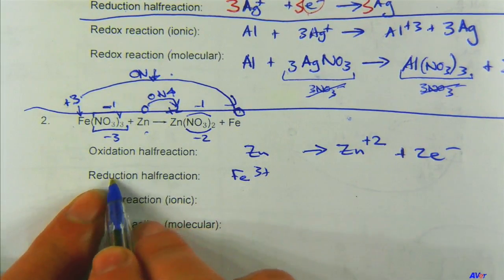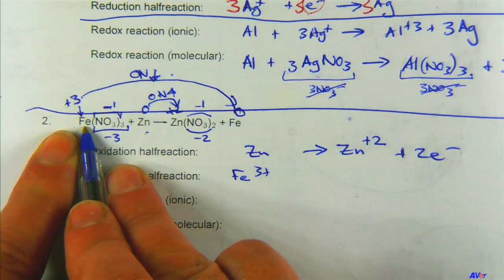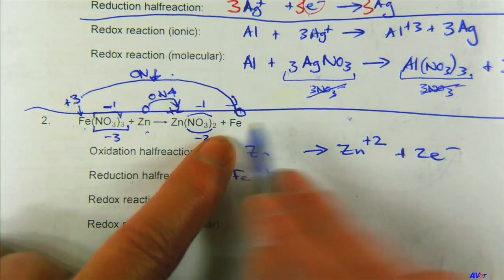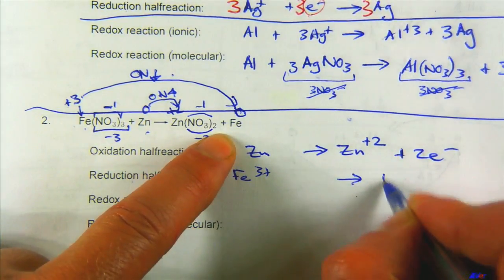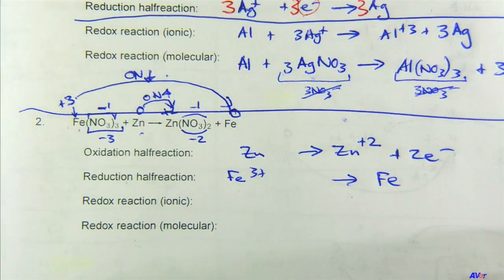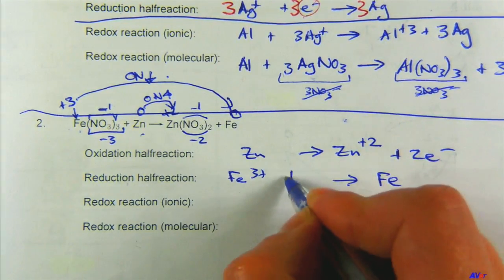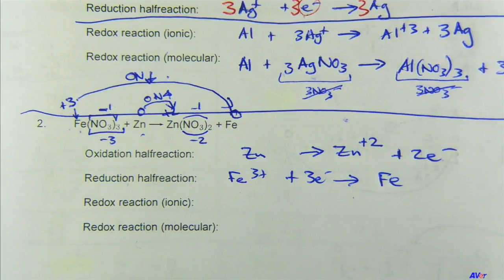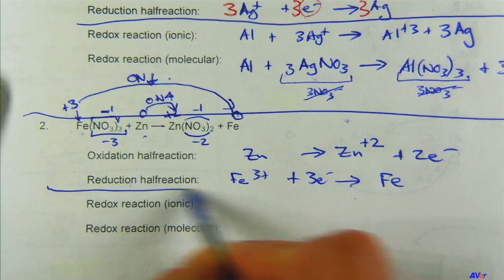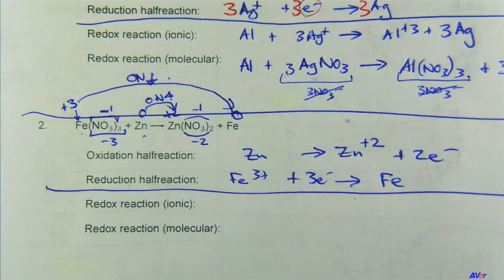Next one. We're looking at the iron. Iron on this side, +3. Iron on that side, 0. Which side, how many electrons? This side, 3 electrons. Right. So now, the separate reactions are balanced.